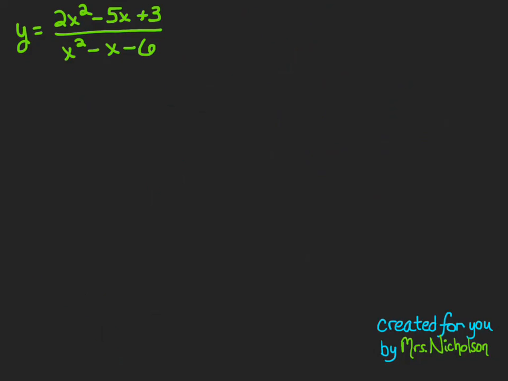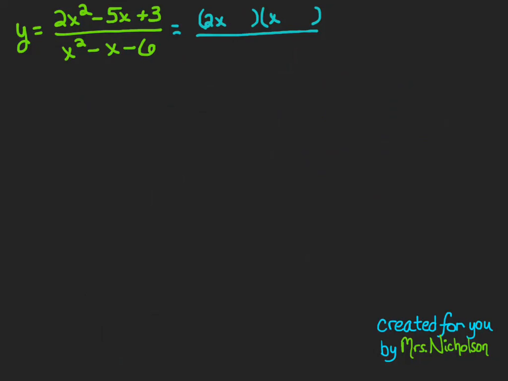Let's look at one more example. Again, we're starting out with a rational function that's not factored, so we need to factor. In the numerator, I'm starting out with 2x squared, so numbers that multiply to give me 2x squared would be 2x and x. And then numbers that multiply to give me 3 would of course be 1 and 3.